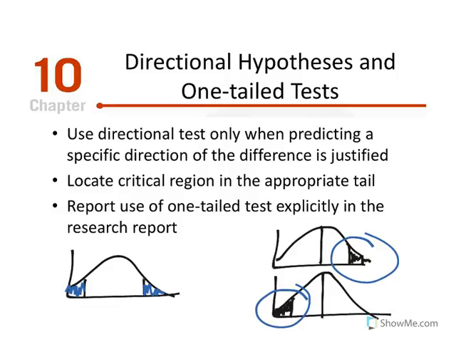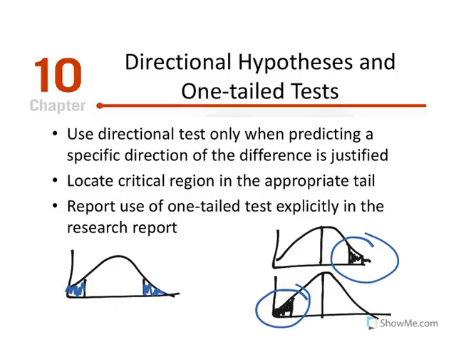And then finally, we report use of one-tailed tests explicitly in the research report. So following our probability statement, given that, for example, we reject the null hypothesis, our probability would say p is less than alpha. If we fail to reject, it would indicate p is greater than alpha.